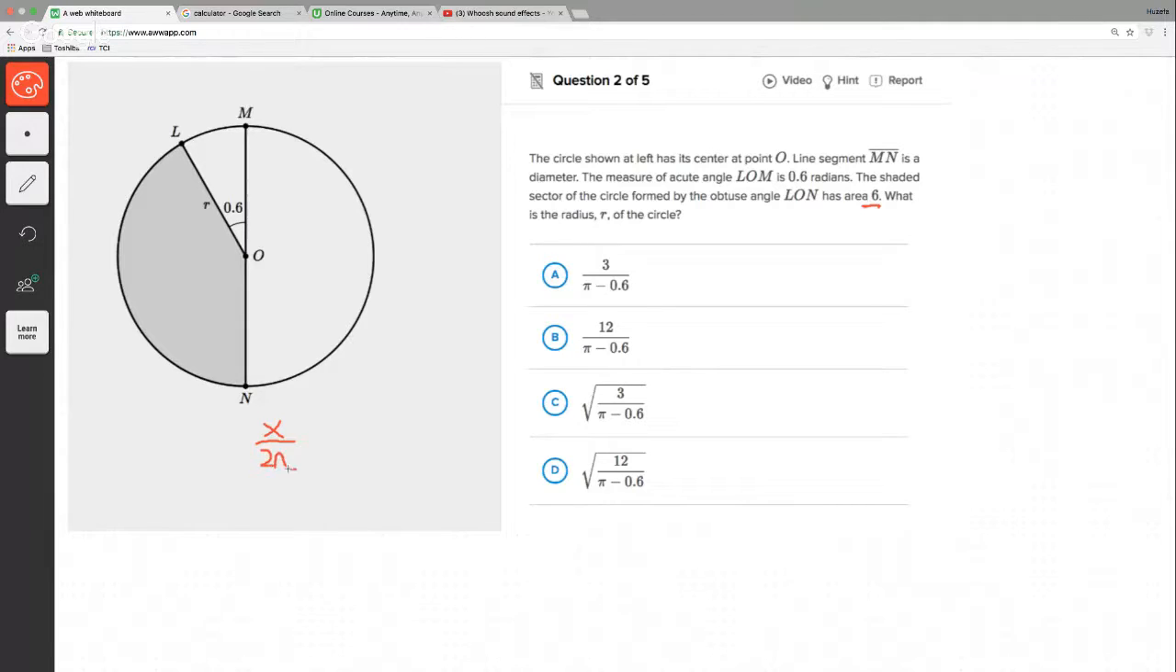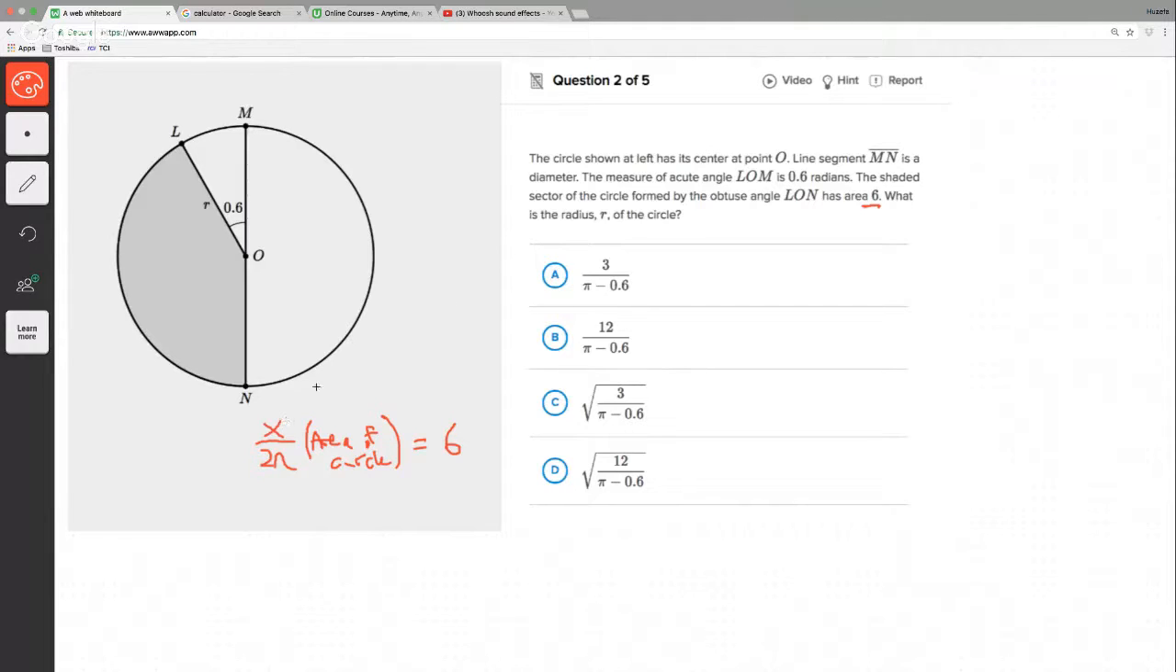That is our magic formula. We take the angle over 2 pi, the full 360 degrees, and we multiply this by the area of the circle. I'll just put that in as the area of the circle for now. Area of circle equals 6, because 6 is the final sector area that we're trying to find.